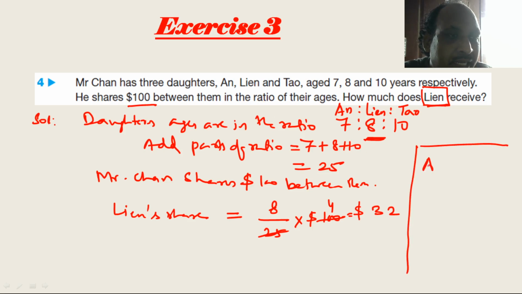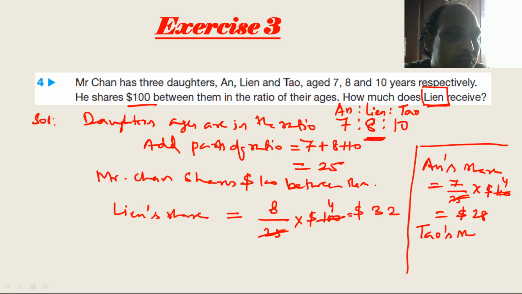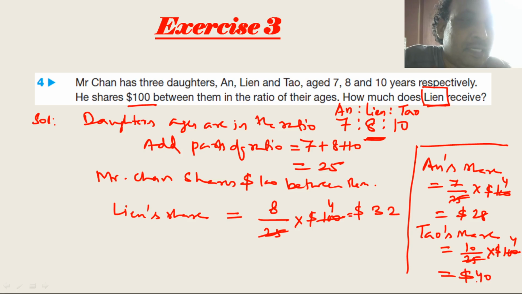So for Anne, you can say Anne's share will be equal to 7 by 25 into $100. So 4. So it will become $28. And then Tao's share will be equal to 10 by 25 into $100. Again you are cancelling with 4. So it will become $40. Tao's share. But for Anne and Tao, it is not being asked.